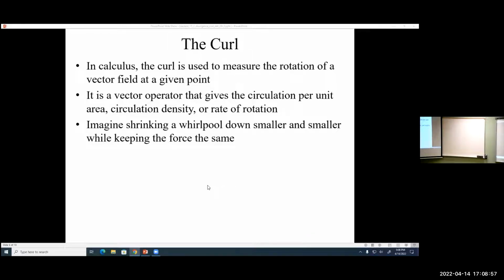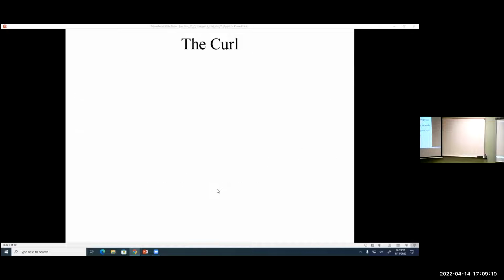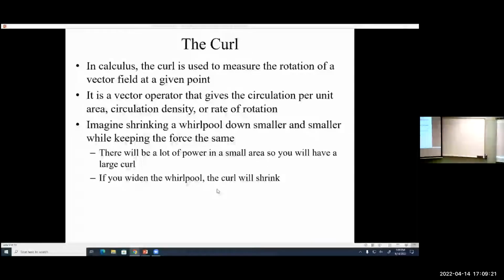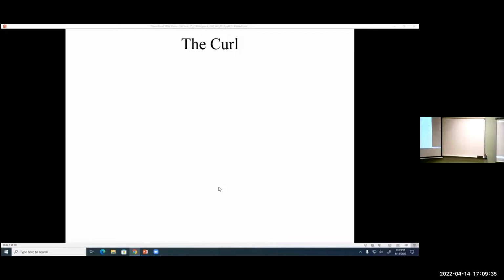So if you imagine taking a whirlpool and then you shrink it down smaller and smaller while keeping the force the same, there's going to be a large amount of power all of a sudden in a small area, so we would get a large curl. The faster that rotation is, the larger the curl. The slower the rotation, the smaller the curl. So again, it's a measurement of rotation. We can have a zero curl, which we're also going to talk about here in a little bit, because that makes something very interesting for us too. I want to give you kind of an idea of what this curl is.